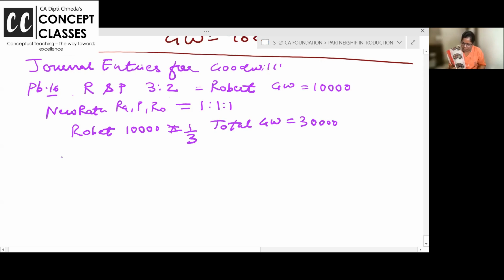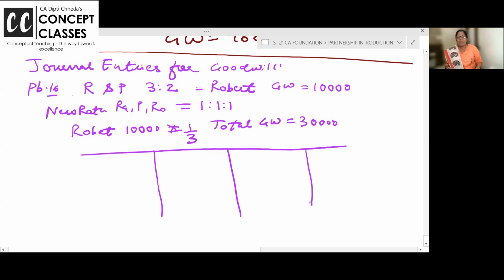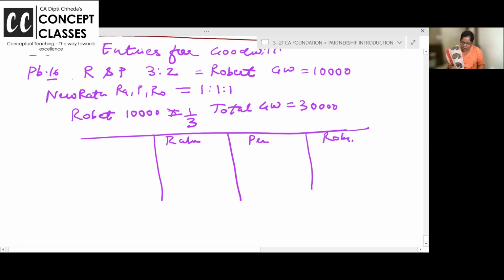Now, we are preparing a table. This is a foolproof method. There are many students like me who don't understand too much. Up to a limit it comes, but not more. Gaining and sacrificing ratio and plus minus. So this is a nice method, but you have to write the working. Rahul, Priyanka and Robert. Now, raise goodwill in old ratio.